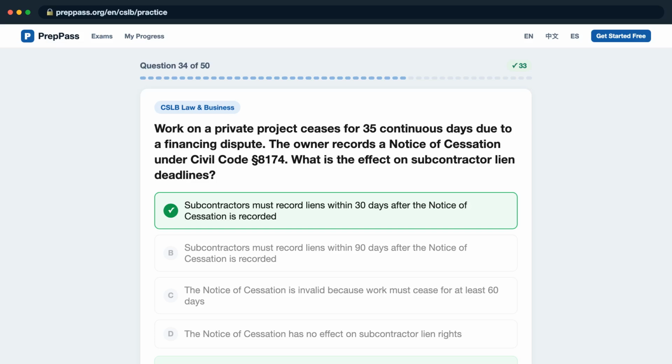A notice of cessation under Civil Code Section 8174 can be recorded after work has ceased for at least 30 continuous days. When validly recorded, it shortens the subcontractor and supplier lien deadline to 30 days from recording, the same effect as a notice of completion.